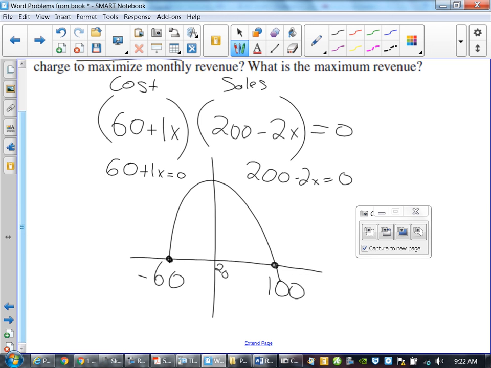Well, 20 is X, so yeah, it'd be $80 per shoe and $140.